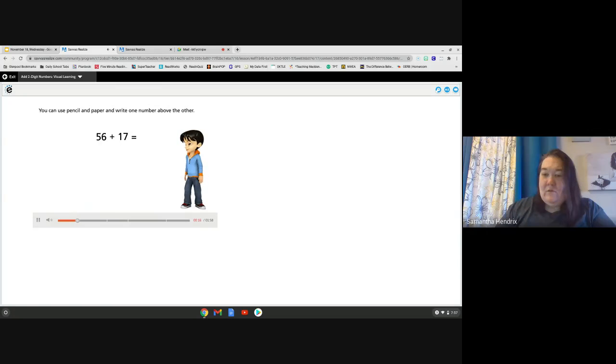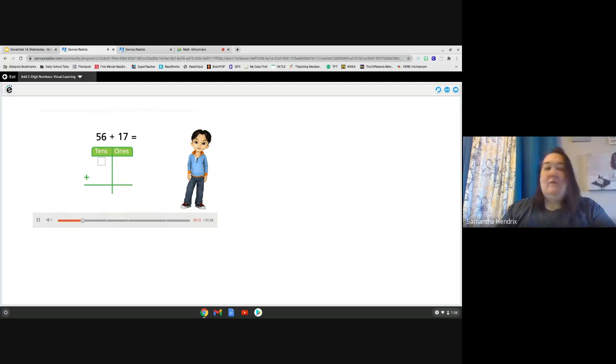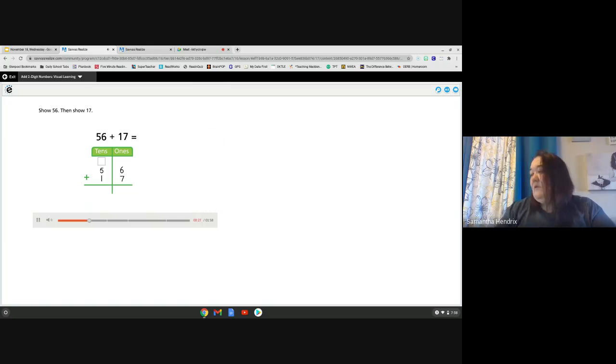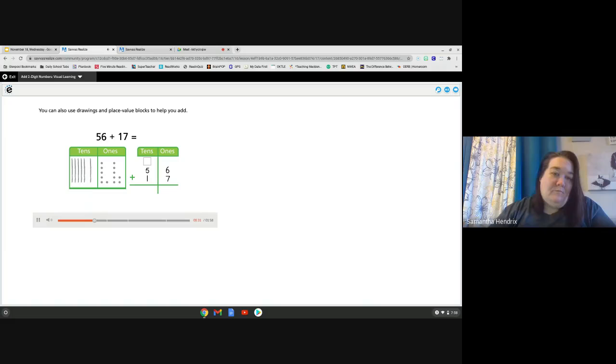You can use pencil and paper and write one number above the other. Show 56, then show 17. You can also use drawings and place value blocks to help you add. Start by adding the ones.